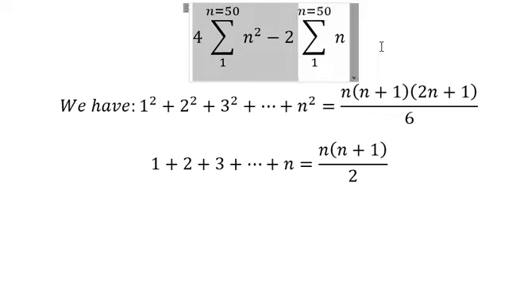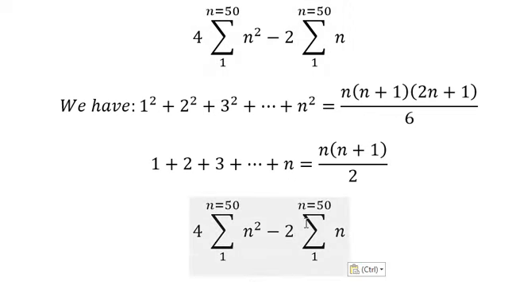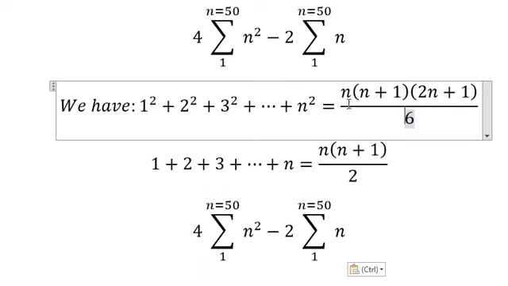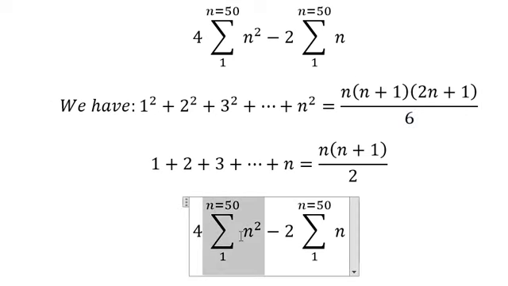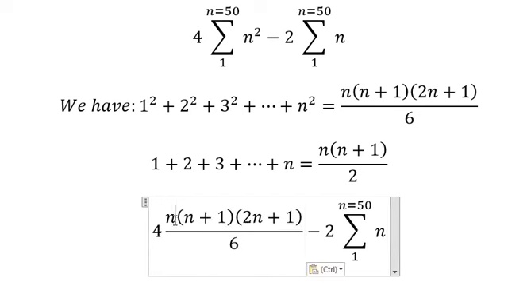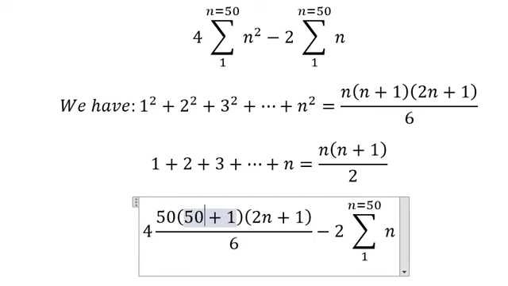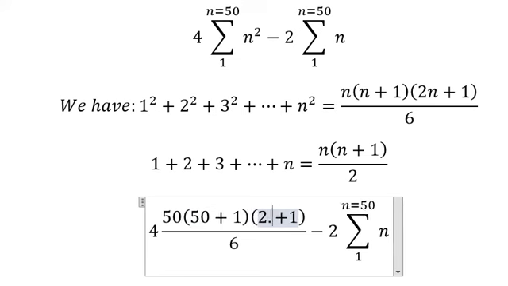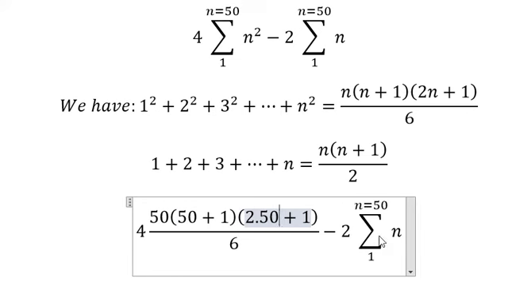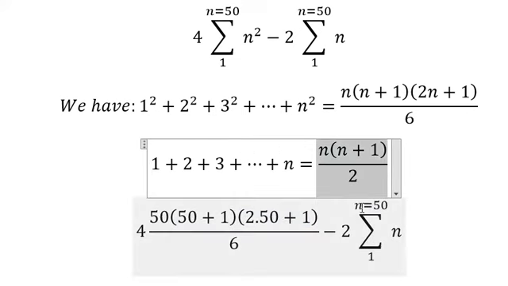So we will apply this formula in here. n in this situation is 50. I will put this one in here and we change it for 50. This one we change for this one.